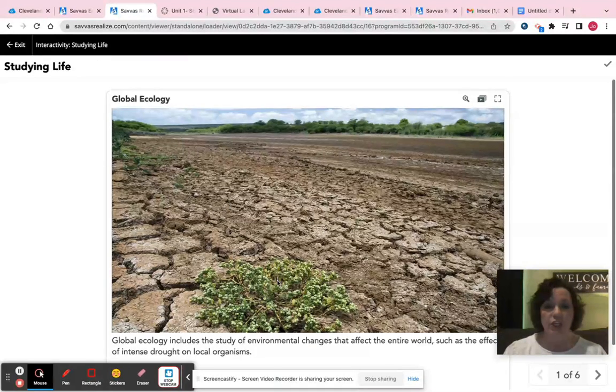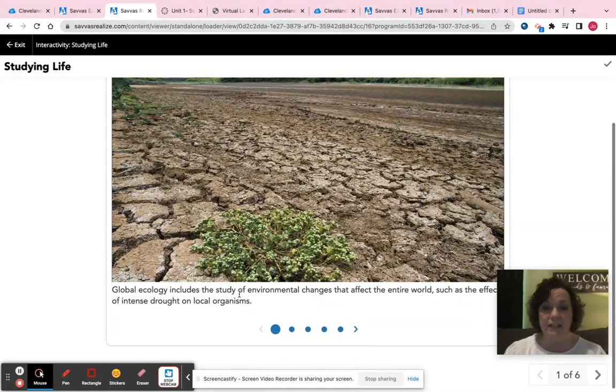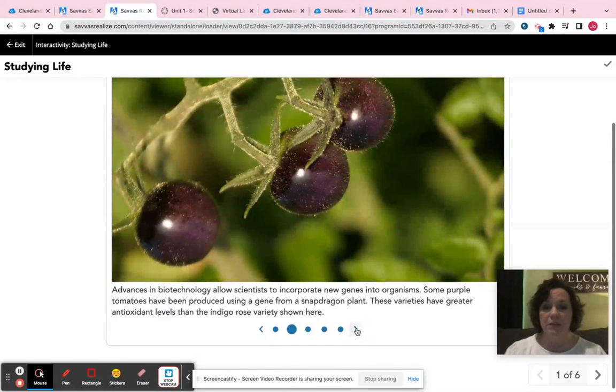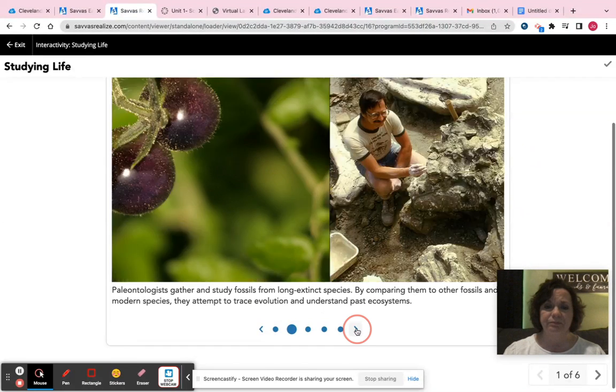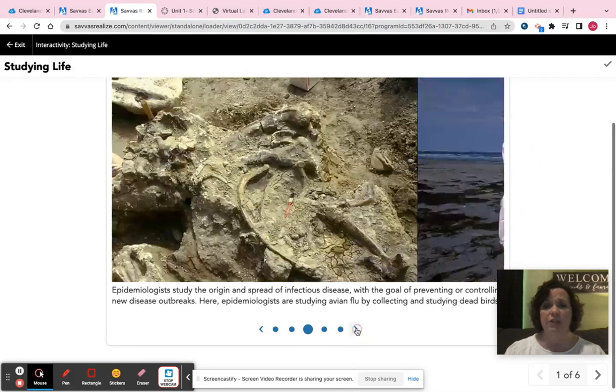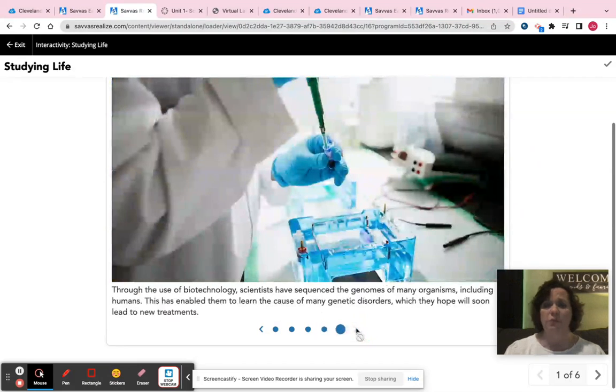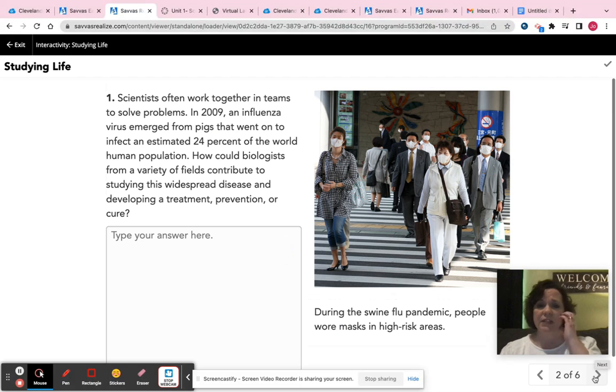So you're going to go through and read each one of these, talking about environmental changes here. You can do the forwarding button. You need to read through each one of these. And then it's going to walk you through the characteristics of life. So remember, in order for you to get a check mark up here in the top right, you have to go through every single slide here. But I'll go to the next page.